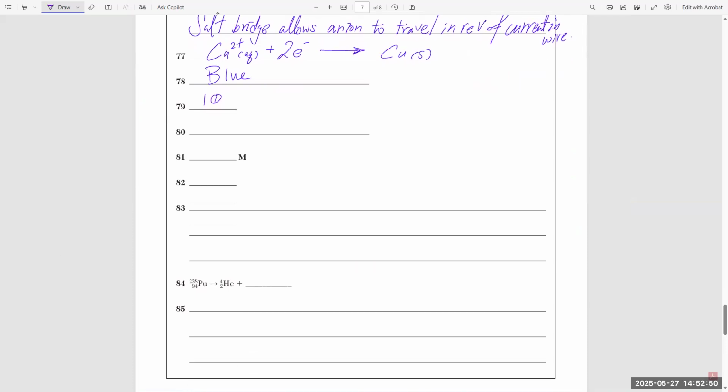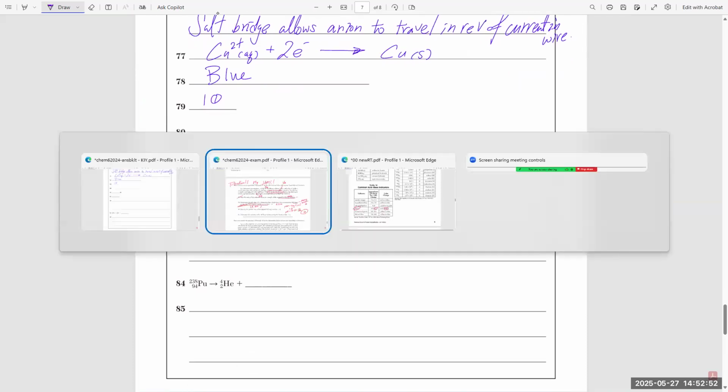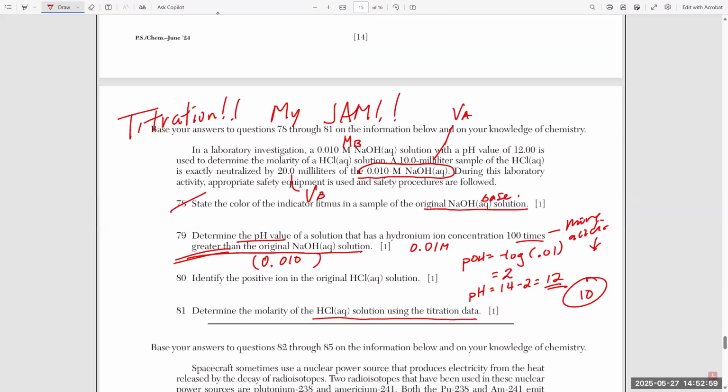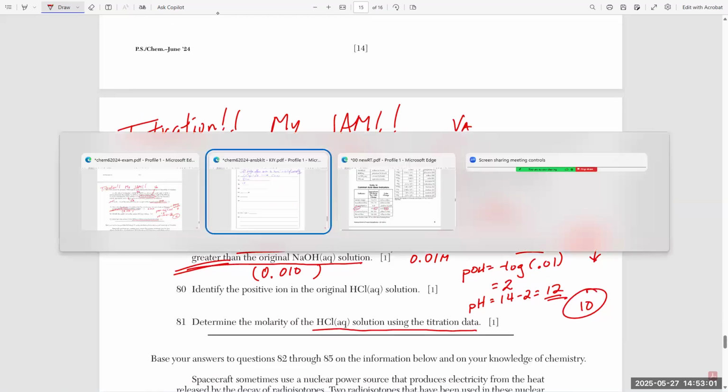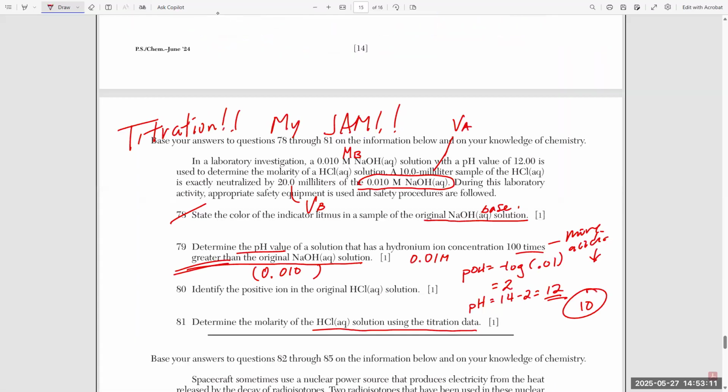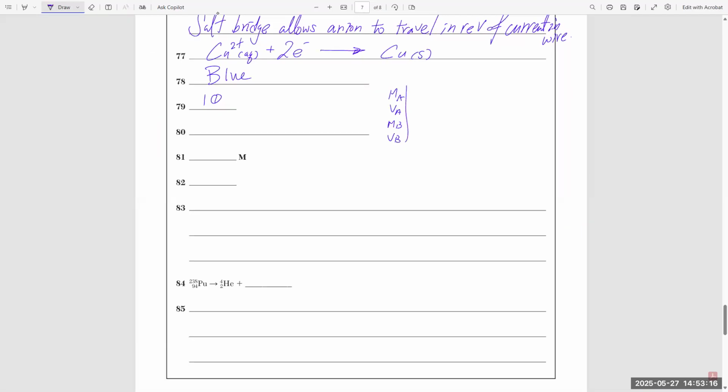Let's try to finish this up. I know ninth period is over now. All right, so let's go. Determine the molarity of the HCl solution using the titration data. This is literally what I was setting up for, right? So we need some space, so let's set that up. MAVA equals MBVB, right? And what happened? Determine the molarity of HCl. So that's our unknown, right?